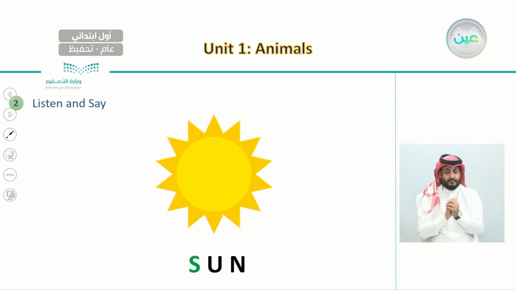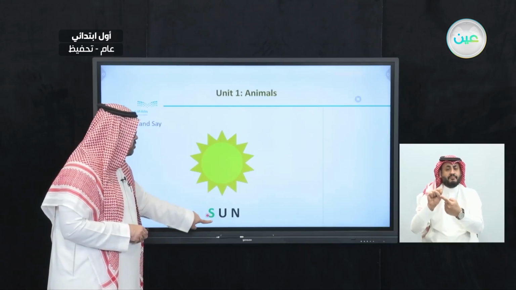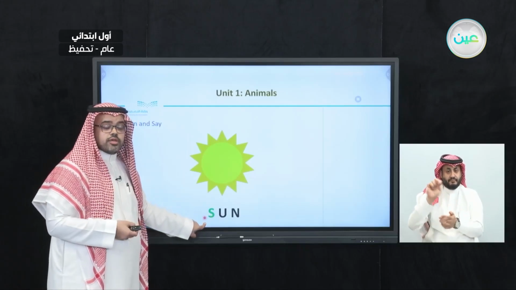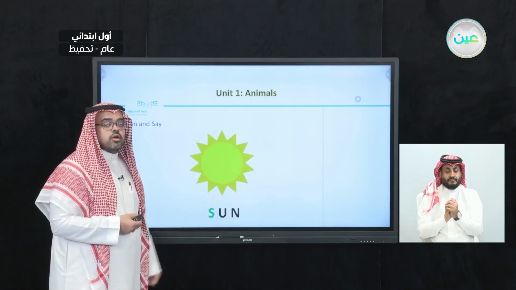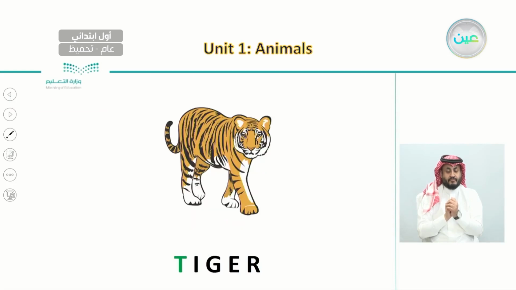Sun. Say after me, sun. Sun. Very good. So here we have the word sun that starts with letter S. S-U and N. Sun. This is how we make this sound. Sun. Very well. This is about the first picture. Now let us move on to the second one.